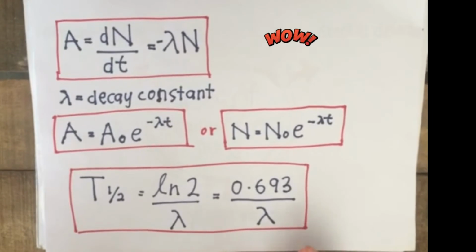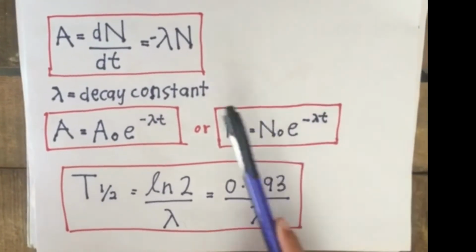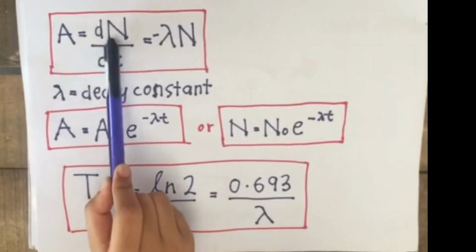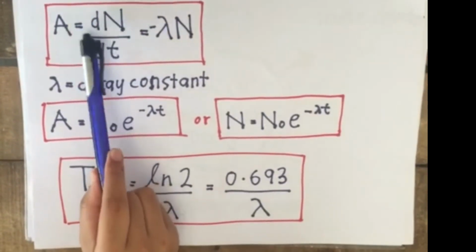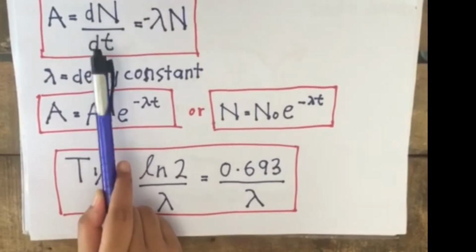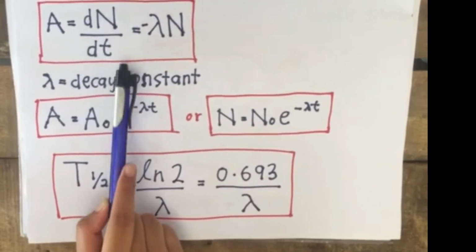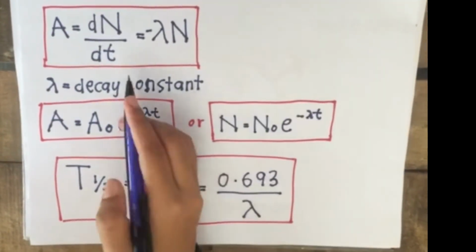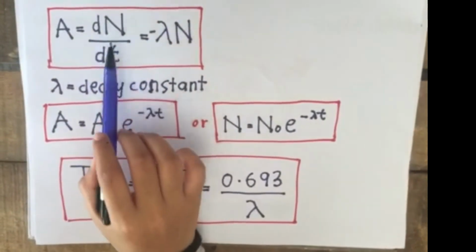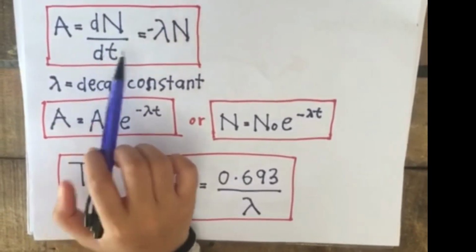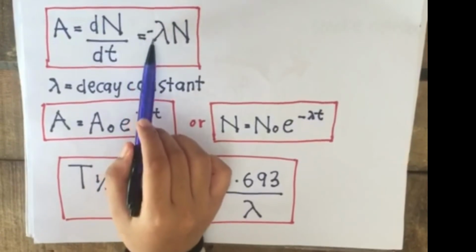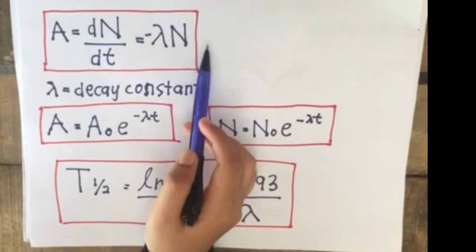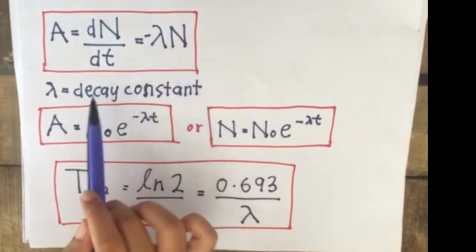Okay, we're going to look at the formula of the half-life. A is the activity, or we can say this is the rate of decrease in the number of nuclei, which is proportional to the number of nuclei present. N is the number of nuclei, and t is the time change. Or we can conclude that this is negative lambda N, because N is the number of nuclei and lambda is the decay constant.